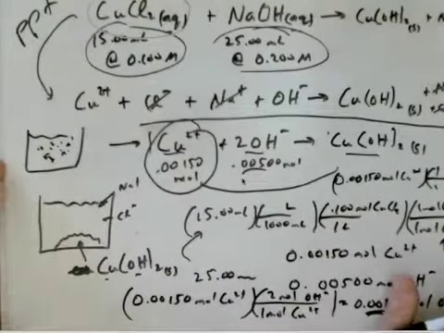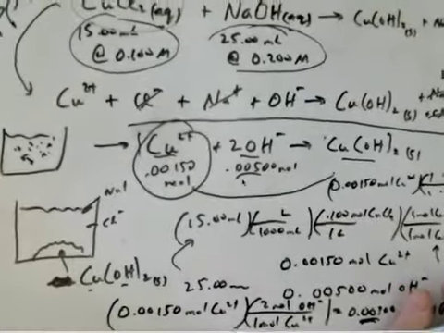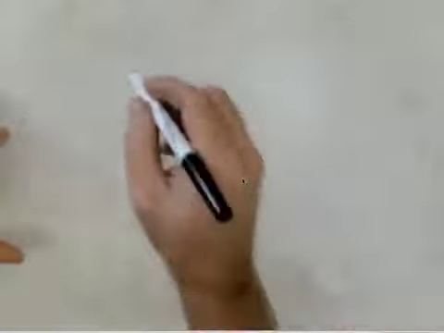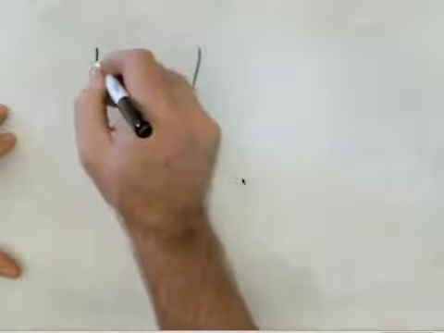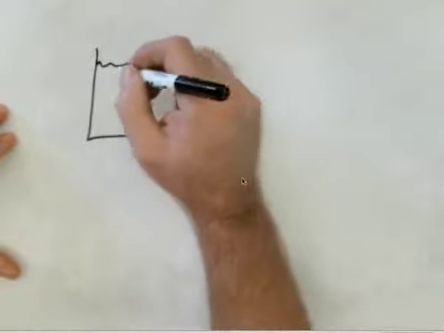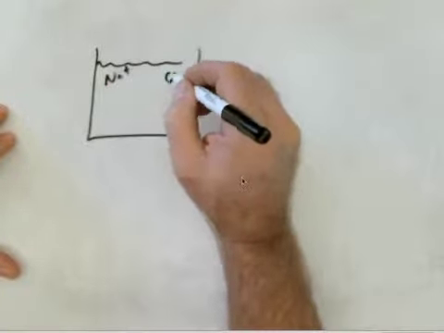Okay. Now, one little side note about precipitation reactions. If you have a container, so this is what we determined. There's the beaker. You had sodium ions floating around. You had chloride ions floating around.